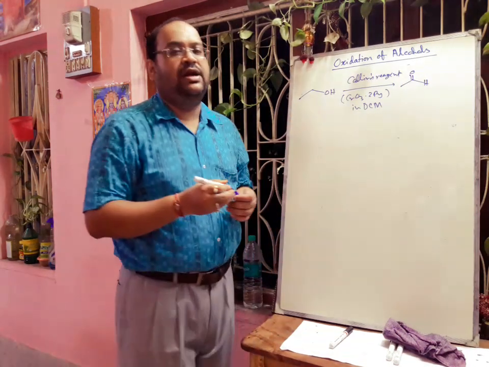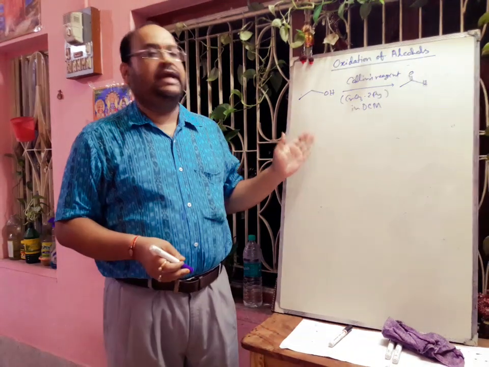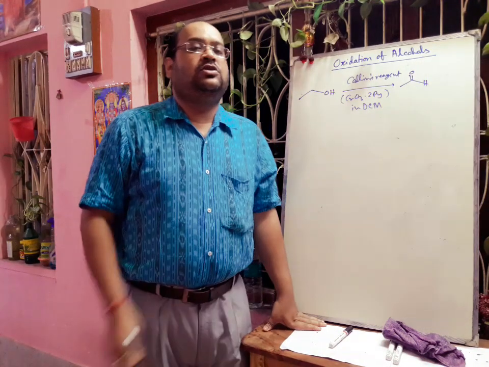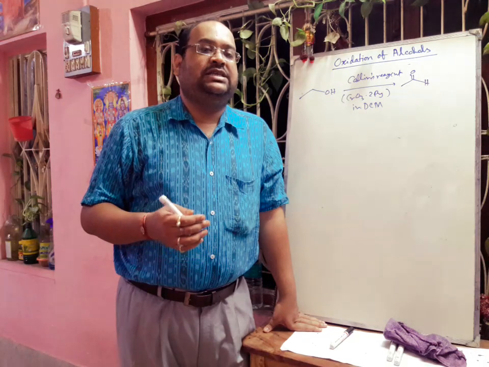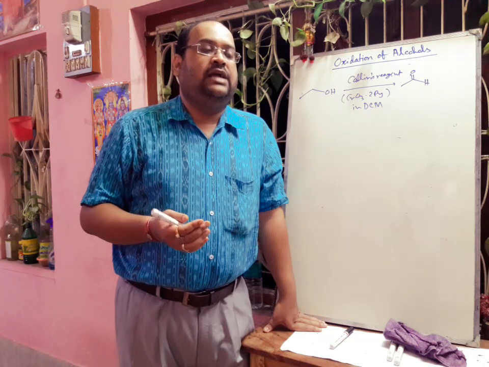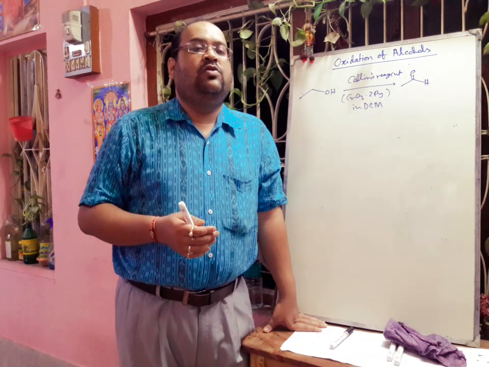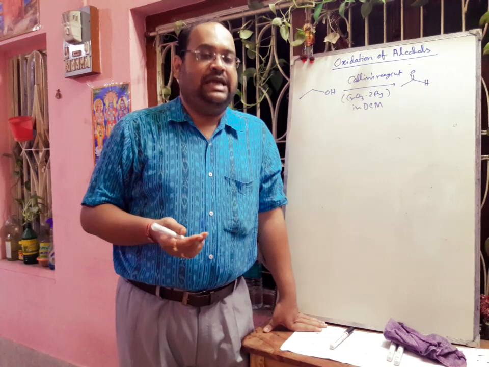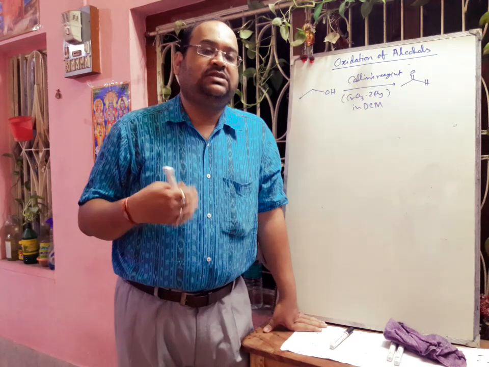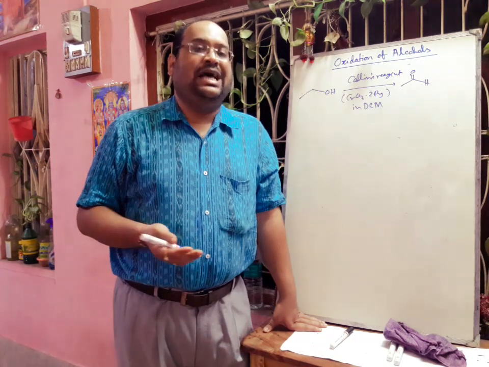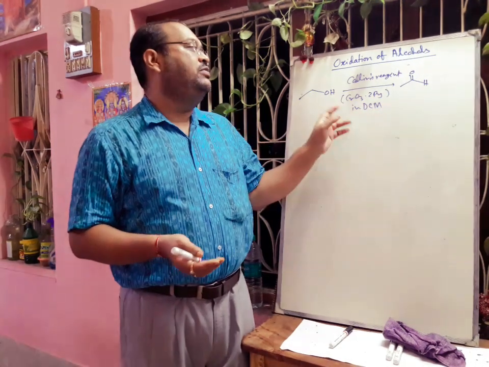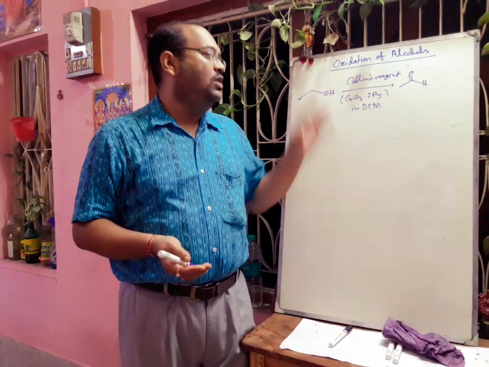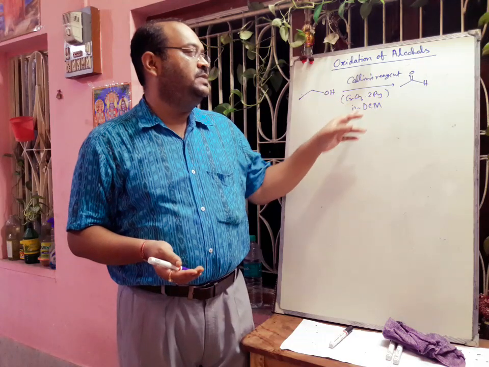Now why is this required? If we want to prepare aldehyde from alcohol and we use the previous reactions, that means potassium dichromate and sulfuric acid or KMnO4, we cannot stop the reaction at the aldehyde. There will be further oxidation of the aldehyde and we will get the acid. But if we want to stop the reaction at the aldehyde stage, then we have to use this important reagent, that is Collins reagent, chromium trioxide twice pyridine and DCM.